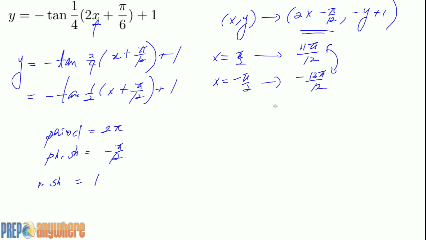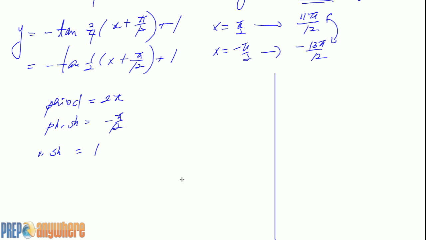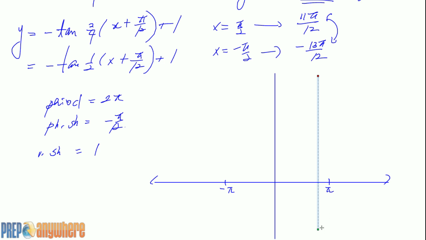So the most important features of the graph are the vertical shift. So 11 pi over 12, that's a little bit less than pi, right? And that's a little bit more than a minus pi. So let's say this is pi, and let's say this is minus pi. 11 pi over 12 is, let's say, here. Then minus 13 pi over 12 will be about there. The center is at exactly minus pi over 12, which is about there.